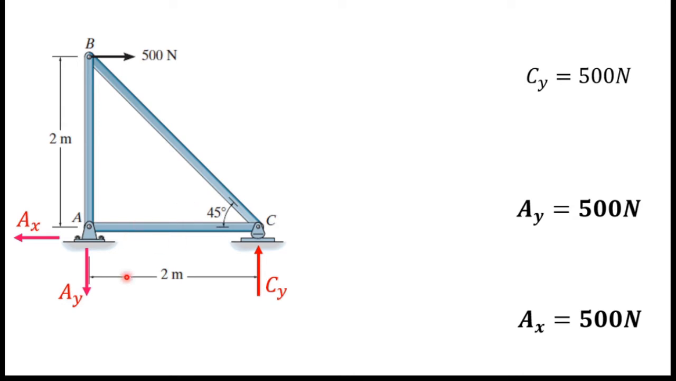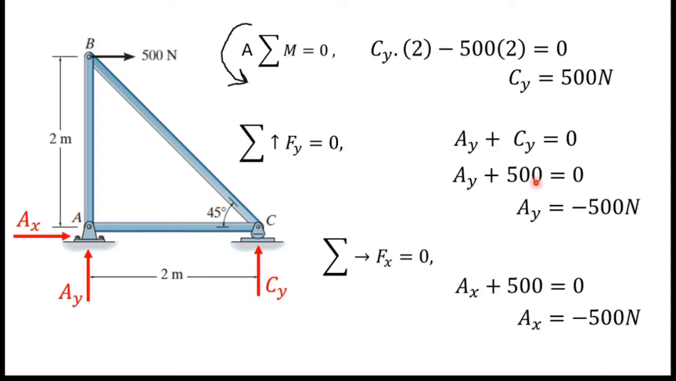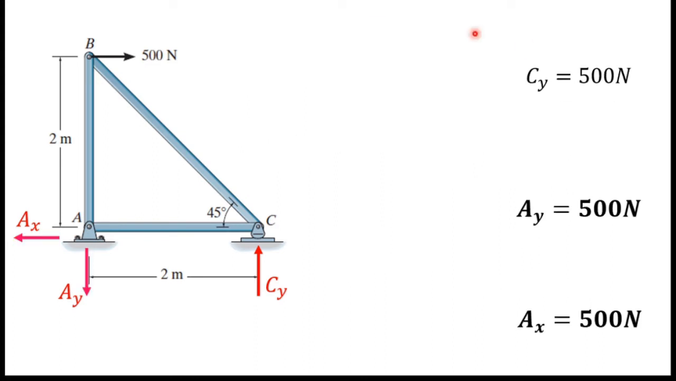So here you can see I marked the correct directions. AY is downward and AX is directed to the left side, right? And CY is correct because the answer is plus 500 Newton and we marked it upward. So this is the correct free body diagram. So you can see CY equals 500 Newton, AY equals 500 Newton, and AX equals 500 Newton.